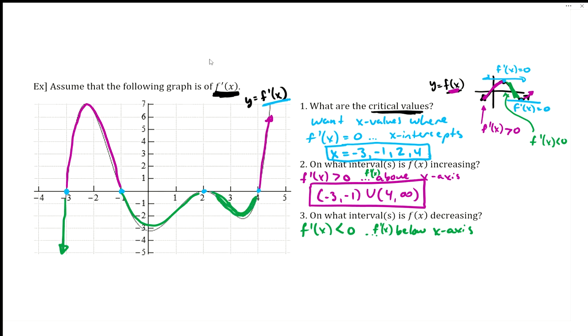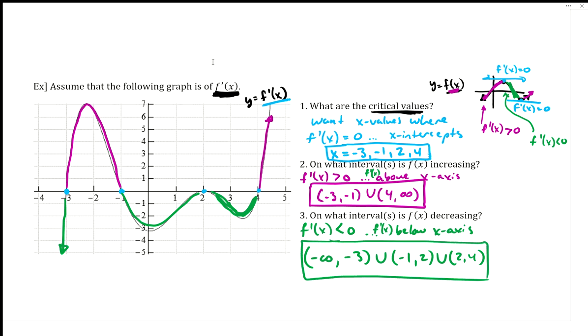Again, it's always just using intervals. It looks like from -infinity to -3. And then we also have from -1 to 2. Now at 2, we do break it, because it touched 0 for a second, so that means it's not below the x-axis there. It's on it. That's why we do a separate interval. And then 2 to 4 is the final interval. And that's it. Done. So notice again the way that we treat f prime of x differently than f of x.